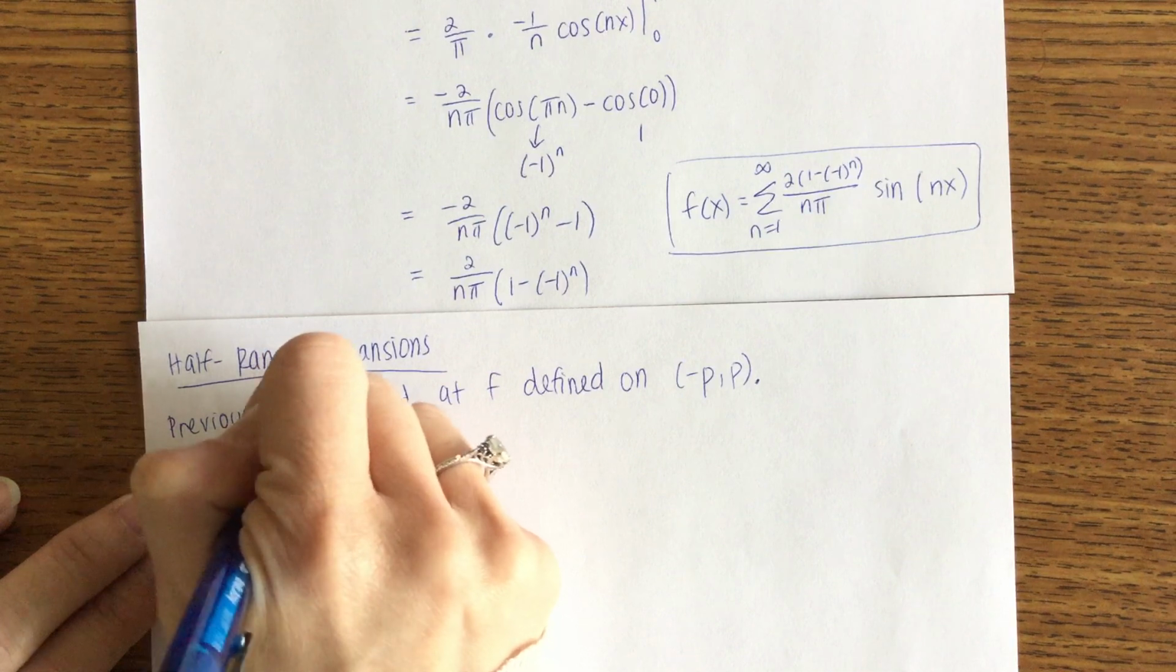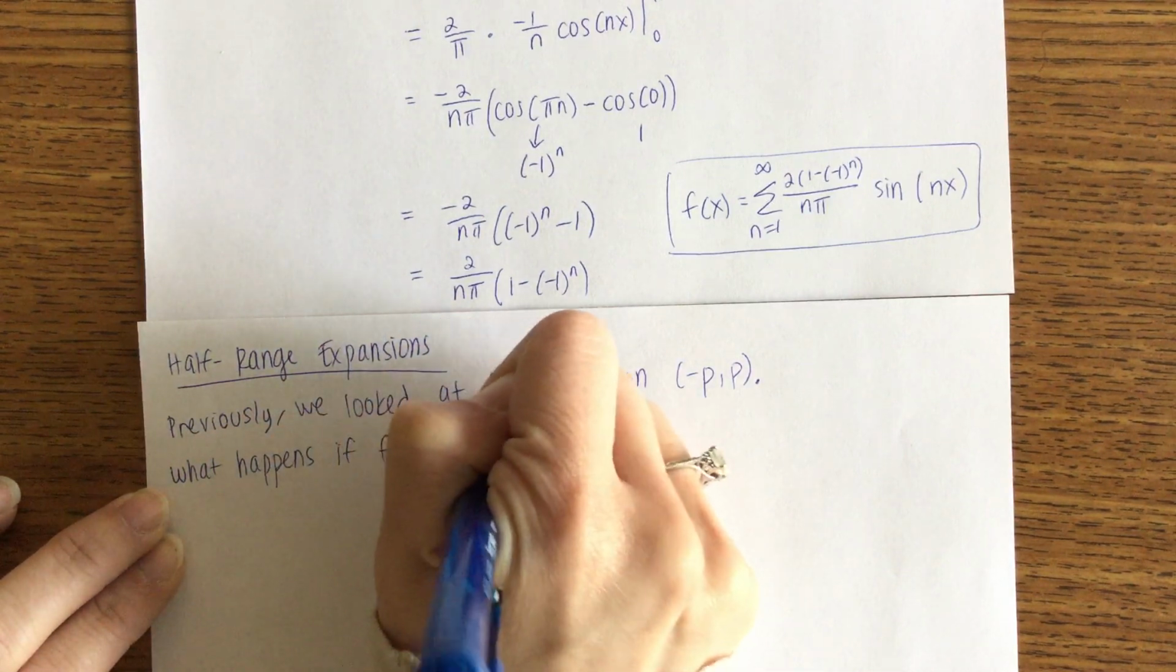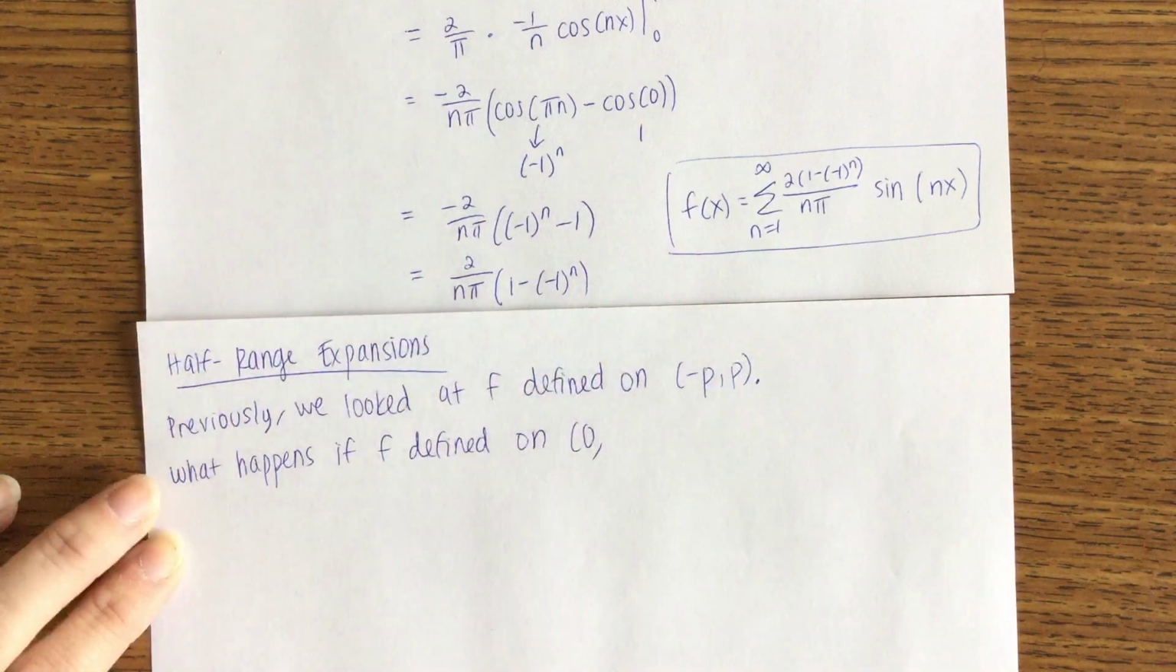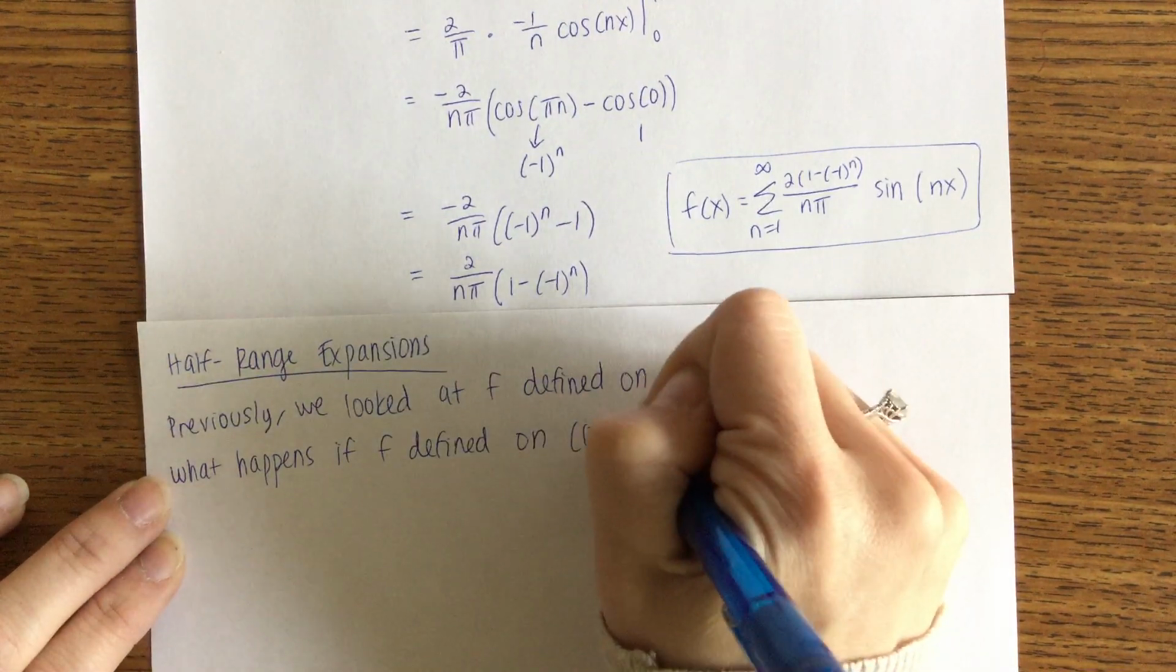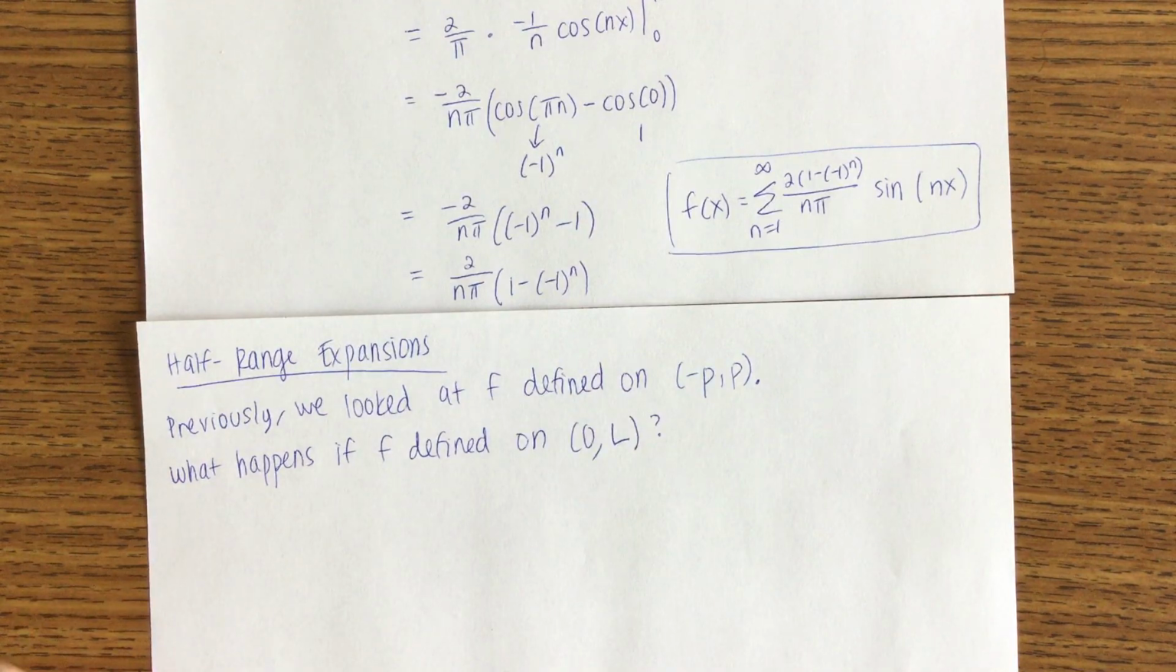So what happens if f is defined on 0 to L, instead of p, L is normally what's written. And you'll see why in a minute. But what happens if we start at 0 now instead? We can't ignore the negative L to 0. We can't ignore the first part of the interval. So we're going to need some definition there. We're going to need to define f of x, and there's 3 different ways that we can do that.